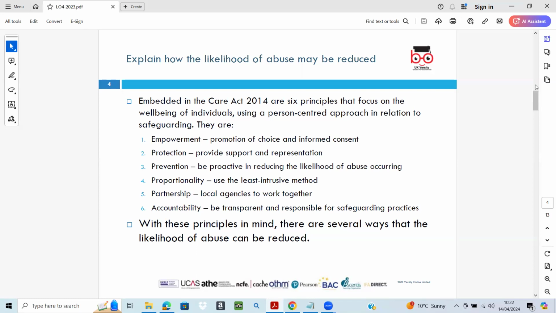For protection, we can say that it means providing support and representation for those in need. How can effective protection reduce abuse if we apply protection in our organization? Protection ensures that vulnerable individuals have the necessary support, which can prevent them from becoming targets of abuse. Especially legal or advocacy support can deter potential abusers.